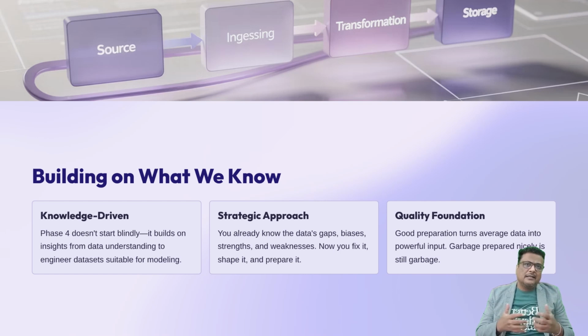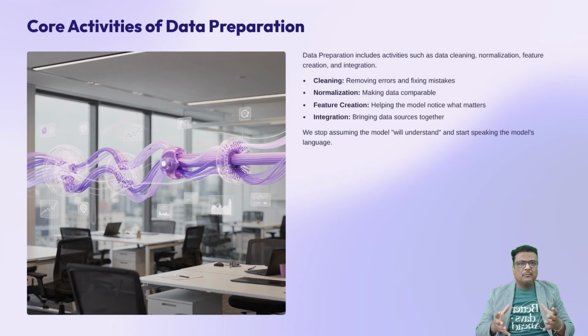You might have seen this at work. Teams rush into model building thinking AI is magic, then the model underperforms, and everyone blames the algorithm. But the truth is simple: garbage prepared nicely is still garbage. Good preparation turns average data into powerful input. Let me show you why this phase is often underestimated.